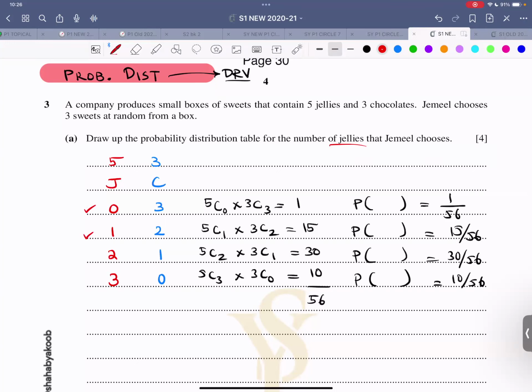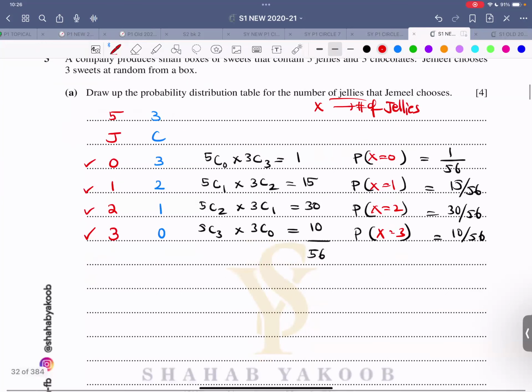So this is 0, this is 1, this is 2, this is 3. This is x is 0, x is 1, x is 2, x is 3, where x is the number of jellies obtained. That is the working that needs to be done. Since we need a table, why don't you go ahead and draw up a table?